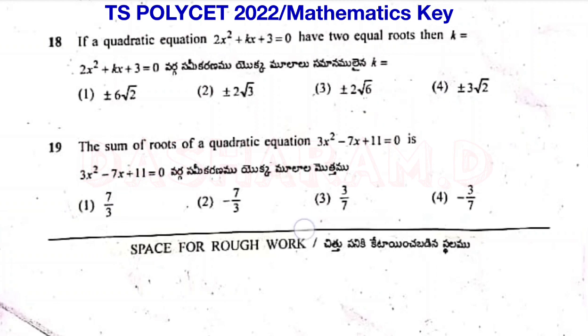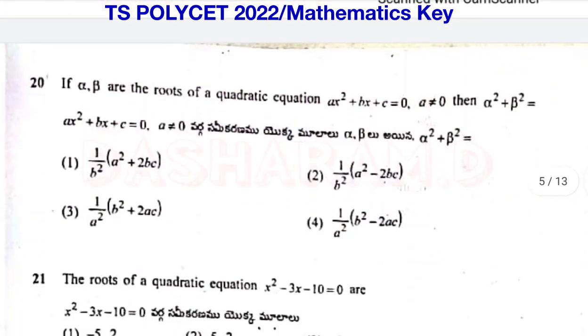Option 1 is correct. Next to question number 20, if alpha beta are the roots of the quadratic equation ax square plus bx plus c equals 0, a not equals 0, then what is alpha square plus beta square? So alpha square plus beta square is equals to, do one thing. First of all, I am going to find out the sum of the zeros, that is minus b by a, and the product of the zeros alpha into beta is c by a. Using these two values we have to find our required answer.